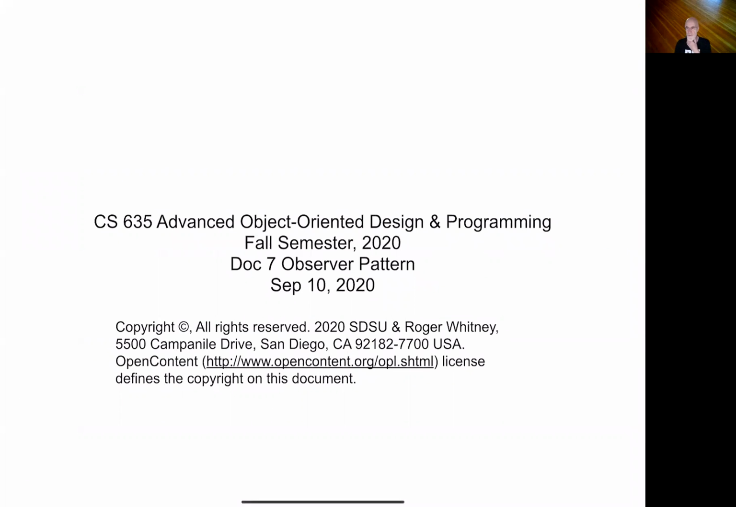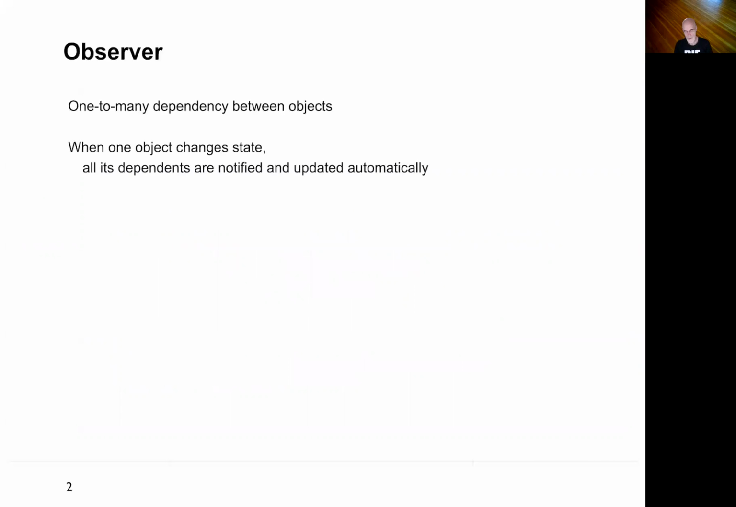Document 7, the observer pattern. There are some patterns which are very commonly used. The iterator is one. Observer pattern is another one, although how people use it has changed over the years.